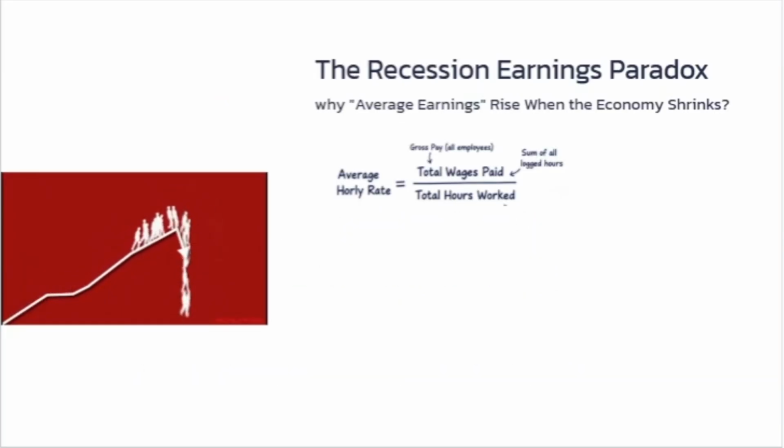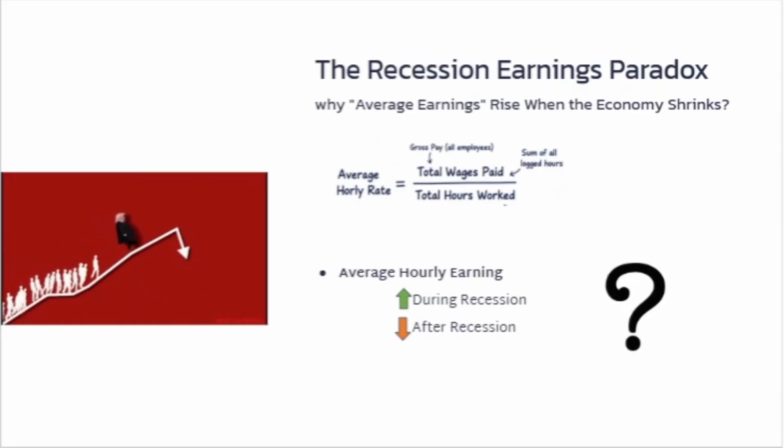Here is another example. Each month, the Office of Labor Statistics calculates average hourly earnings from the payroll data that companies provide to them, right? They figure the total wages paid out, then divide that by total hours worked to work out the average. And what's become evident is that during recessions, the average hourly earnings goes up, and when the recession ends, the average hourly earnings starts going down. How is that possible?